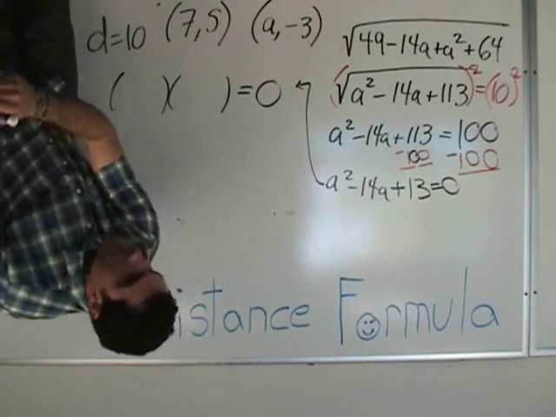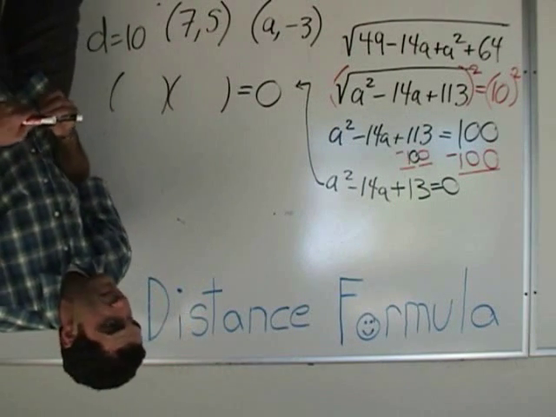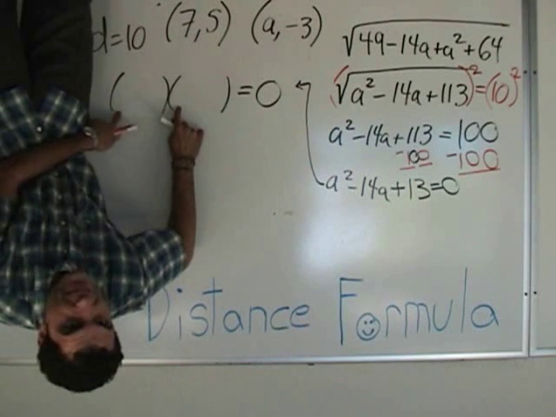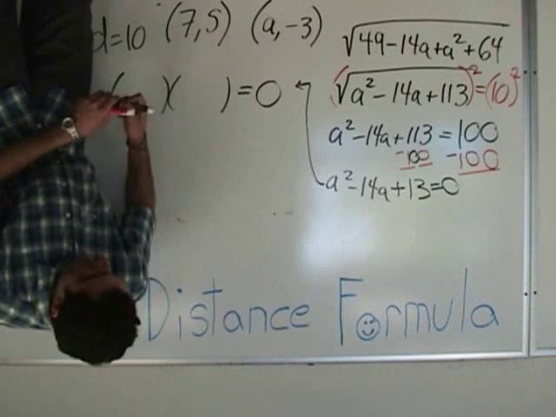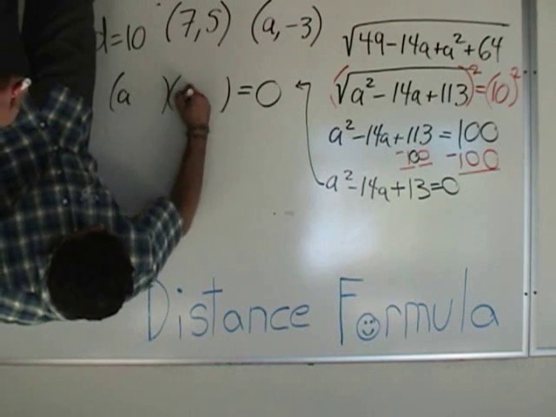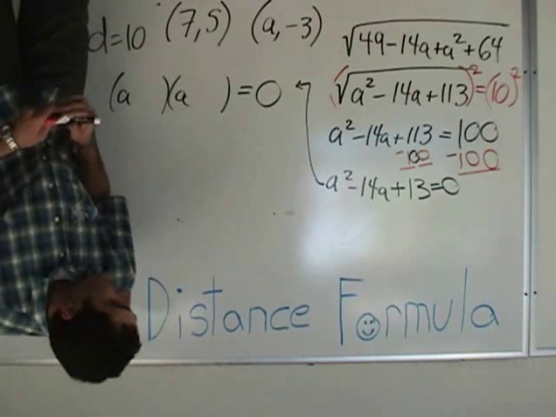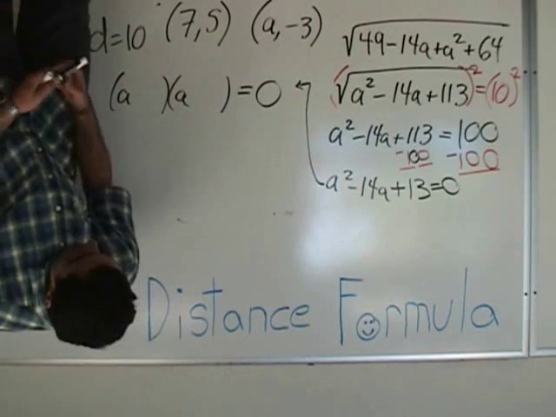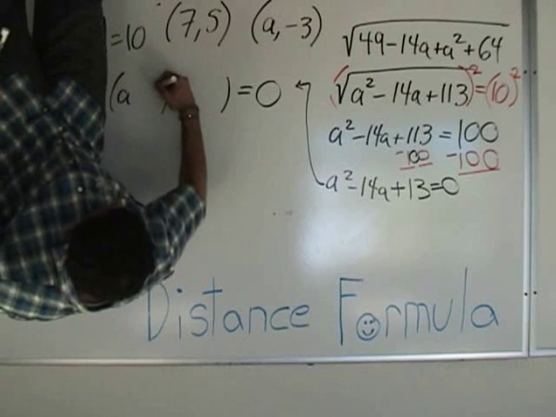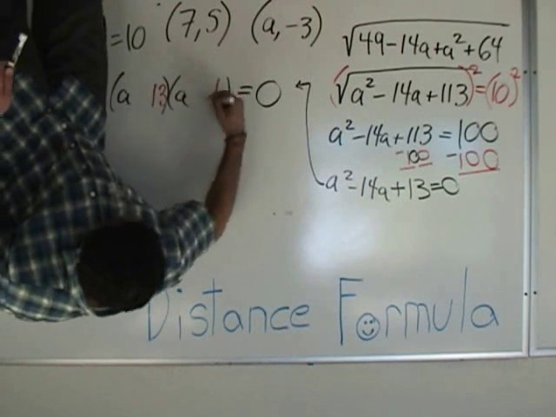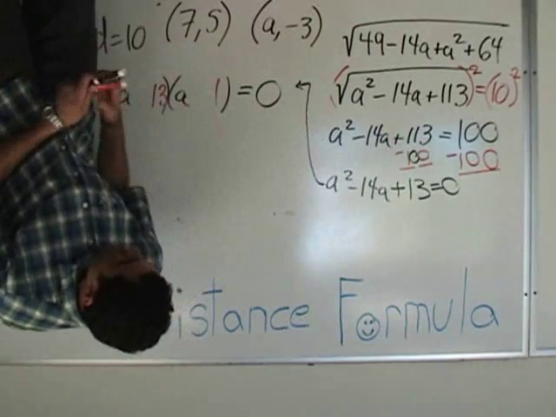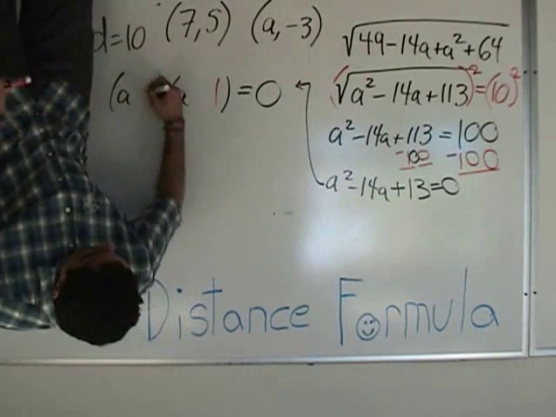This is the last problem. We're almost done. So, what goes here and here for factoring? A and a. Oh my gosh, I remember this. Good. What times what makes 13? 13 and 1. Signs? Plus and plus, but we want to make negative 14a. Minus and minus.